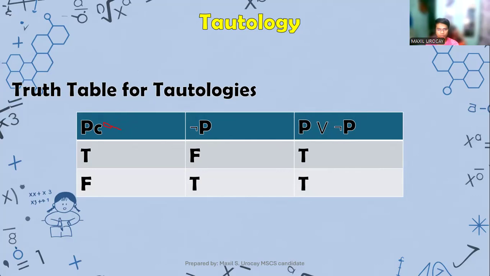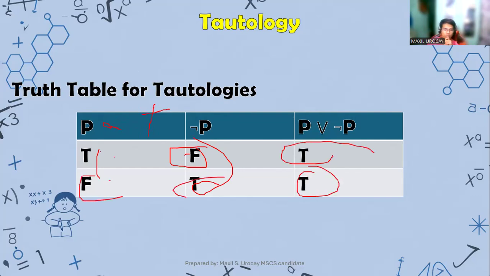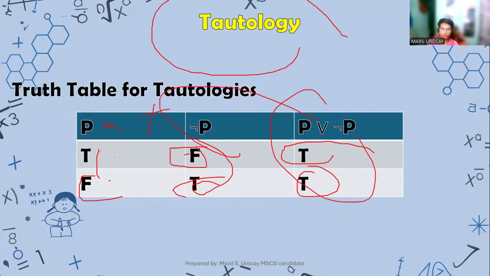Okay. That is P. Now for P here, class, we have true or false. Not P, that is false. False will be true. Okay? So for P, because a tautology is plus, di ba? So P plus F, that will become true. F plus T will become true.